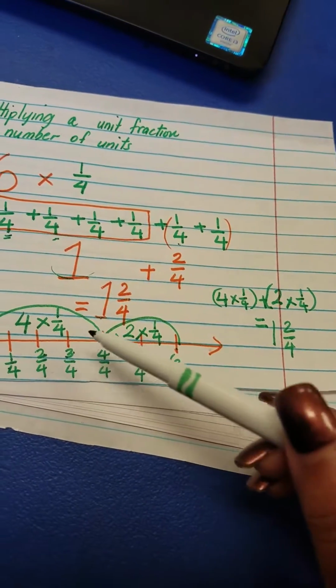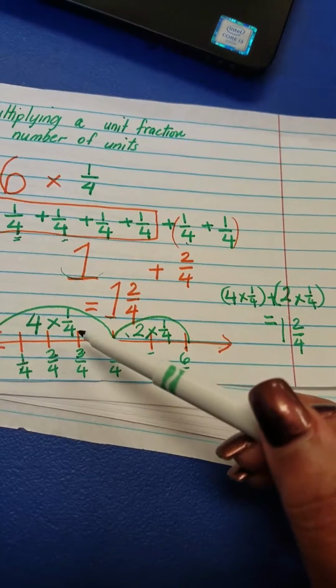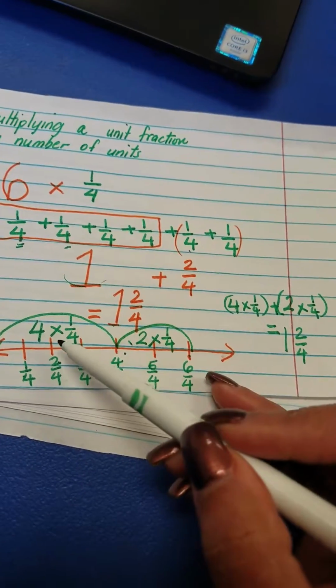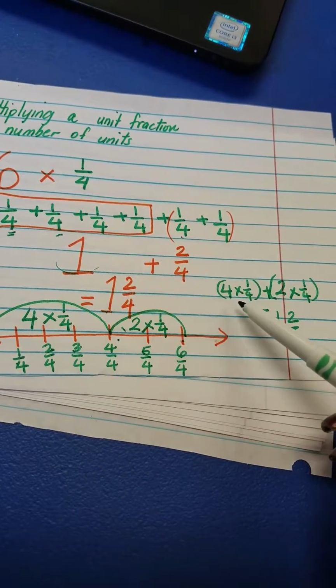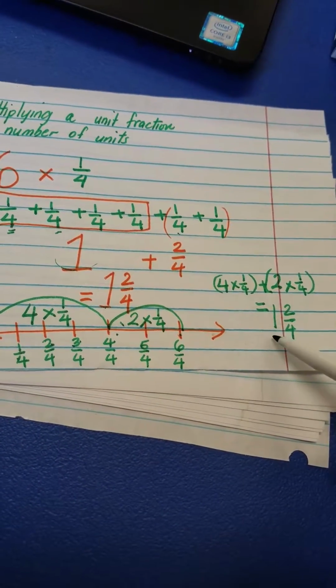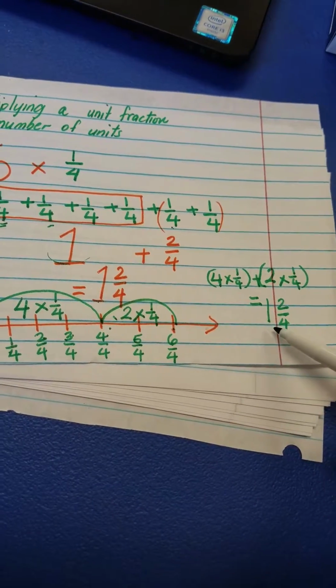How would I write an expression of that? Well, it pretty much tells me, how did I jump? I jumped this and this. So my first jump was 4 times 1/4, and I also jumped 2 times 1/4, which gave me back a grand total of 1 2/4.